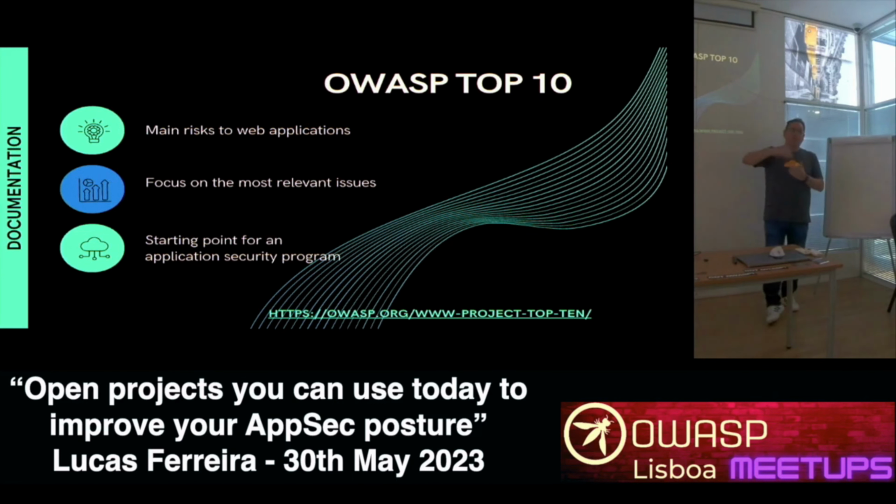The OWASP Top 10 has evolved over many years, but the main idea is to list the top 10 main risks for application security. The idea is to have a very focused list, something very limited. We don't want to talk about all the risks because it's too much. So we focus on the top 10, the most important ones, and it's an excellent starting point for any application security program because you can focus on what's more important.